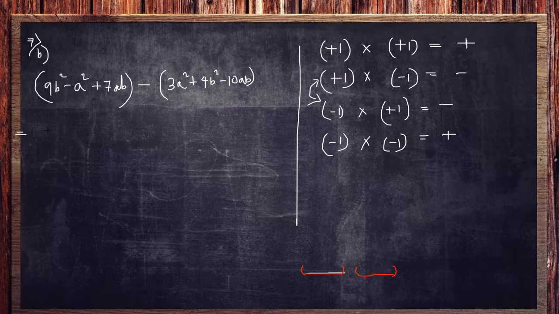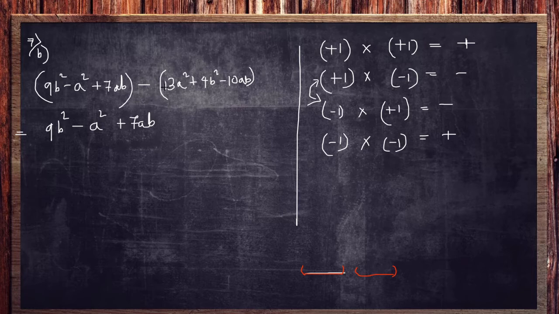First of all, 9b square minus a square plus 7ab. That is in front. We don't have any issue with that. But before this bracket, one negative sign is there. That means that negative sign will multiply with each of these terms.